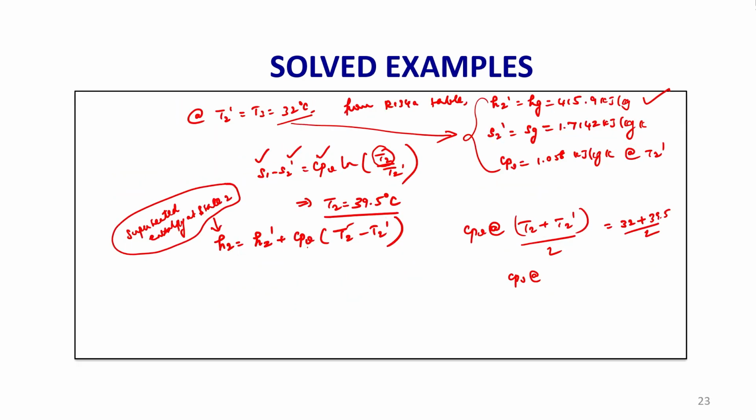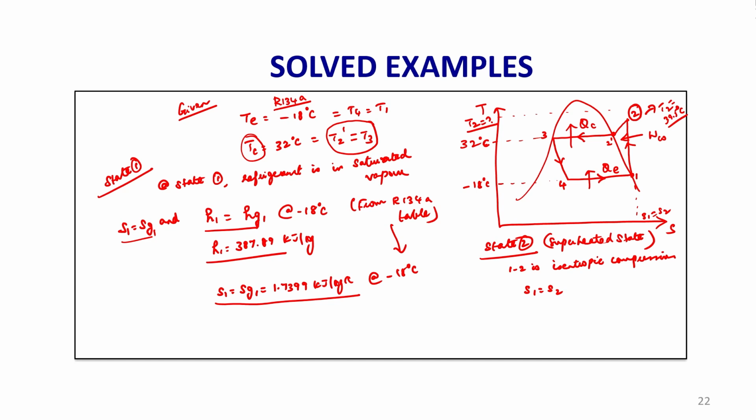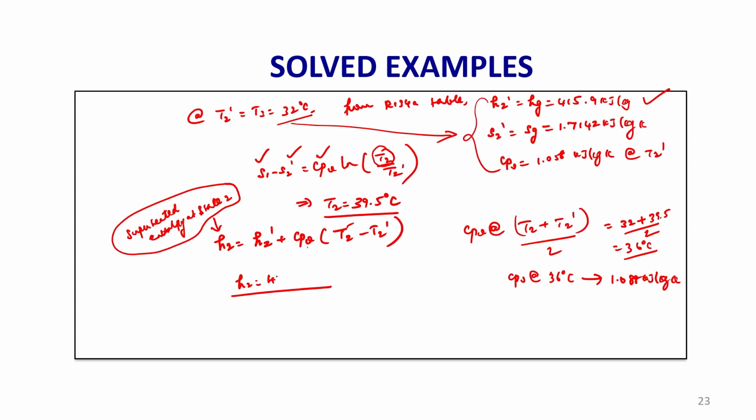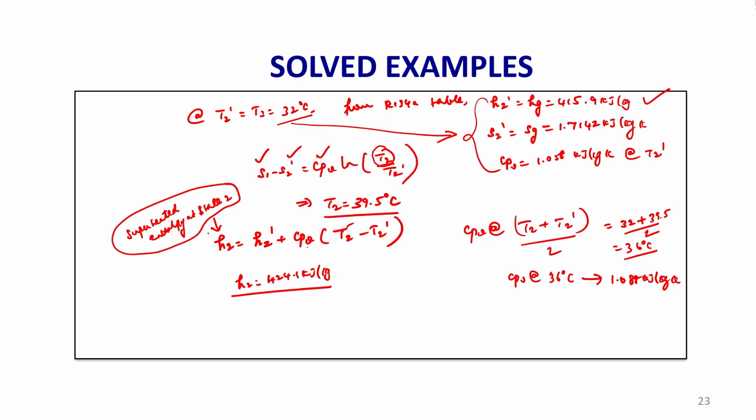So, let me quickly go through it. Cp of vapor at 36 degree centigrade from the steam table is 1.088 kilojoule per kg Kelvin. Now, substitute this here and find the enthalpy. Only now am I getting the enthalpy at state point 2. If you calculate, the value is 424.1 kilojoule per kg. Now, I know the enthalpy at 1, and the enthalpy at 2 I have calculated.